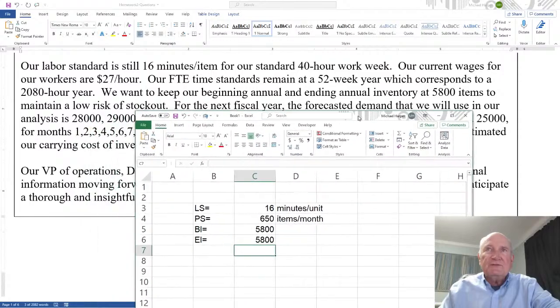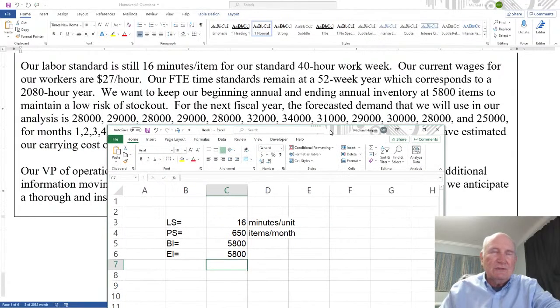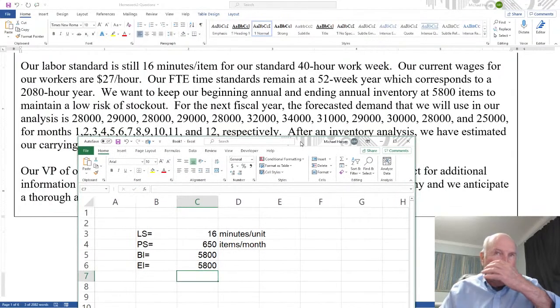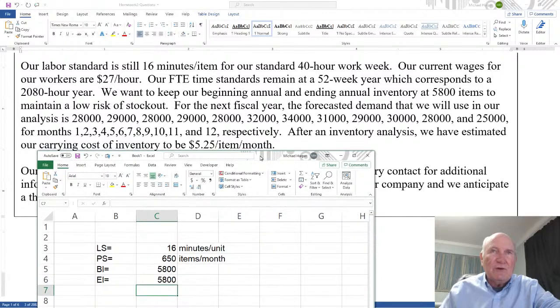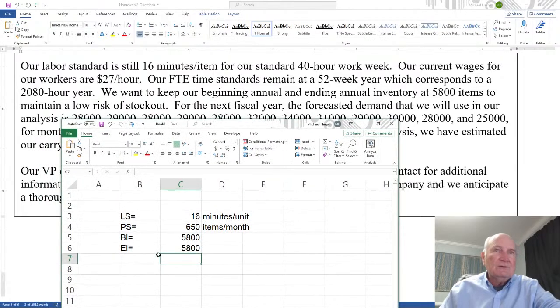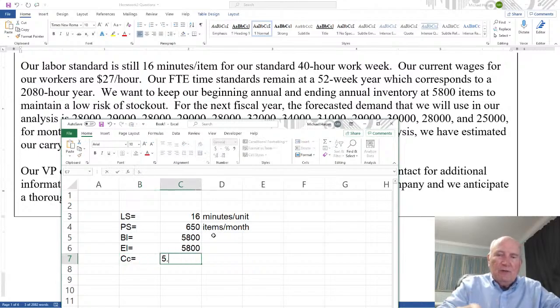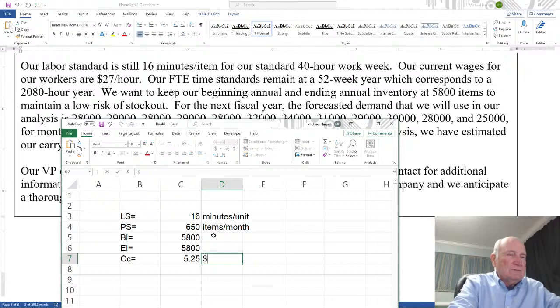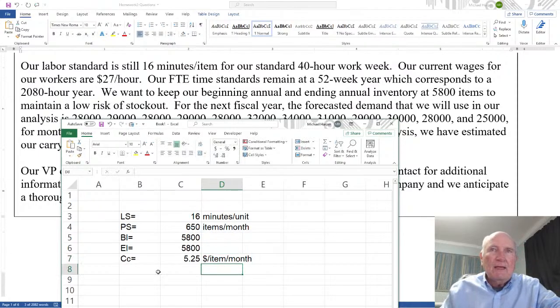And then down here, for the next fiscal year, the forecasted demand that we will use in our analysis is the 12 values. I'll put that in later for the 12 months, after I get all the units first. After an inventory analysis, we have estimated our carrying cost of inventory to be $5.25 per item per month. So our carrying cost, big C is cost, little c is carrying, equals 5.25 dollars per item per month.